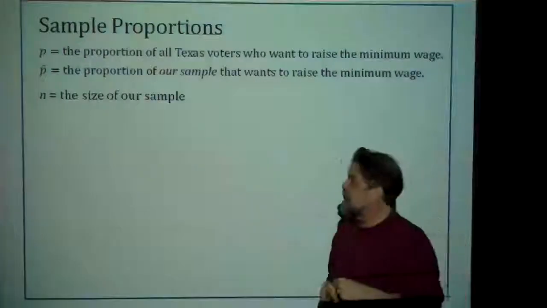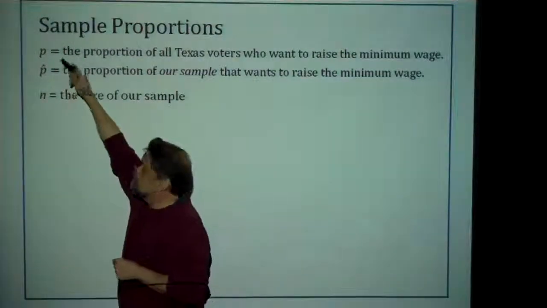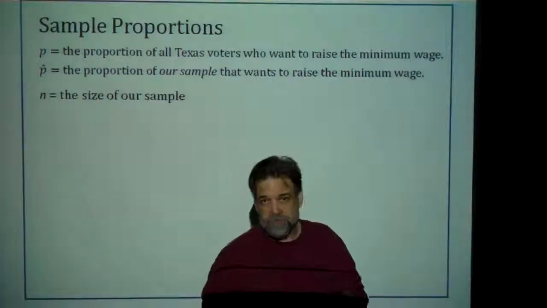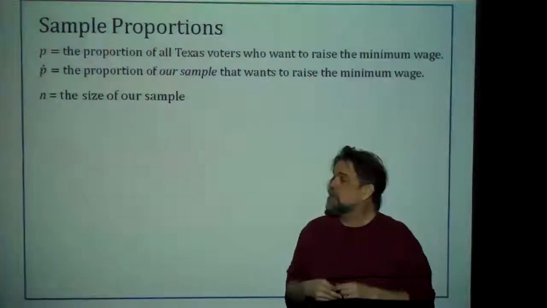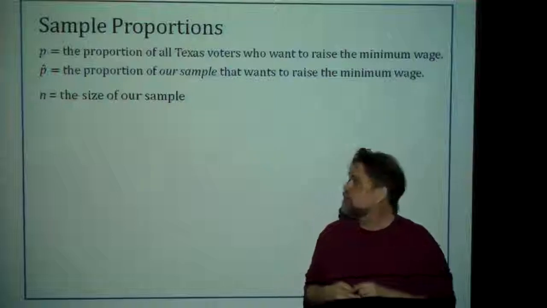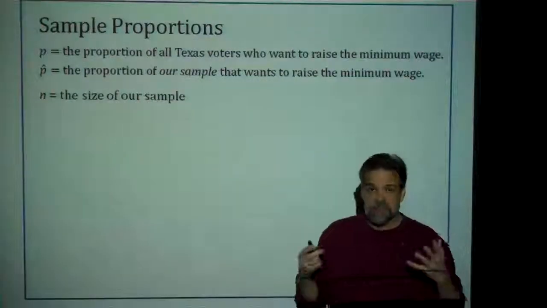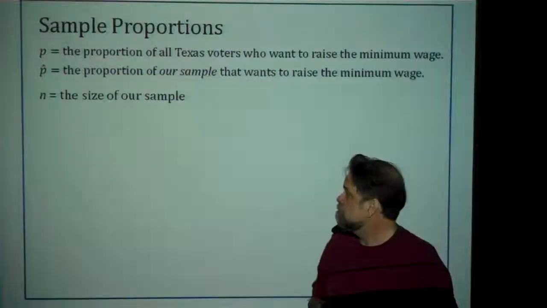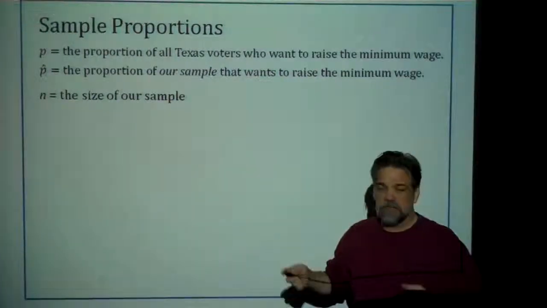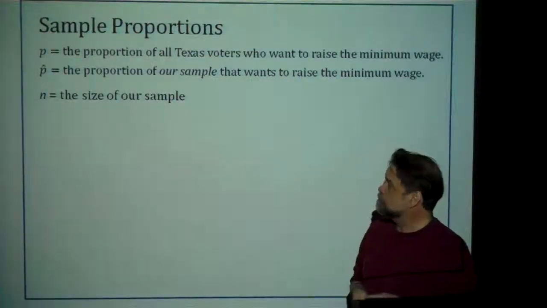Okay. P hat, the statistic, is an estimator of P, the parameter, because generally you don't know the parameter, and so you have to use the statistic to estimate the parameter. And what we're going to do with these sampling distributions is we're going to see just how good an estimator this can be. Okay? Now, N is, like always, the size of our sample.